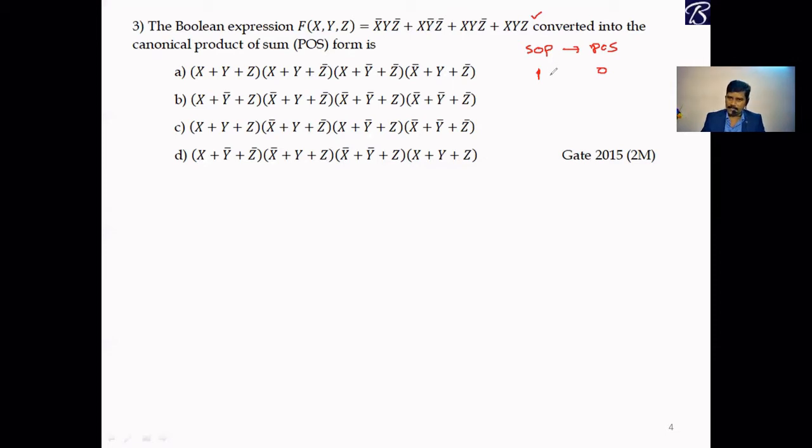Let me repeat. In SOP, in a given truth table, consider ones. To write the same expression in POS, just consider 0 and write max terms. Here, max terms we need to write. Here, we need to write min terms. Okay, let us see.